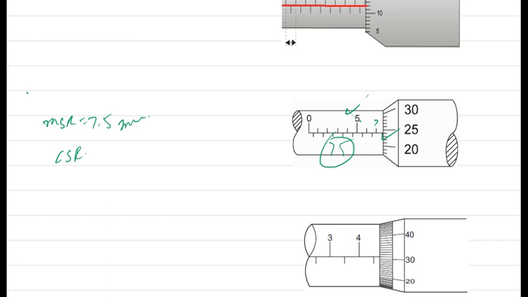Circular scale reading. Okay, let's see. So go up. It's 20, 21, 22, 23, 24. So the 24th line is just coming, coinciding, towards the reference line. It means, so what is the value? So circular scale will be 24.